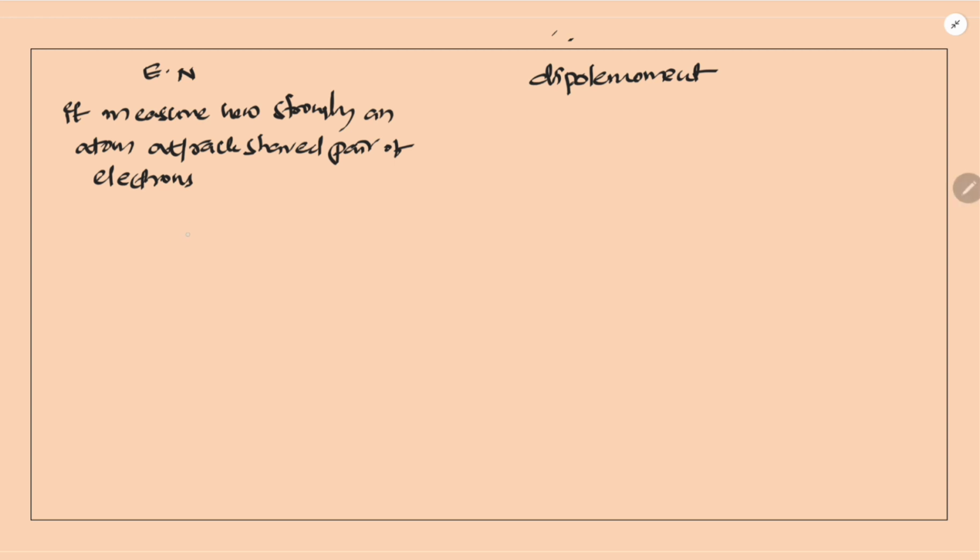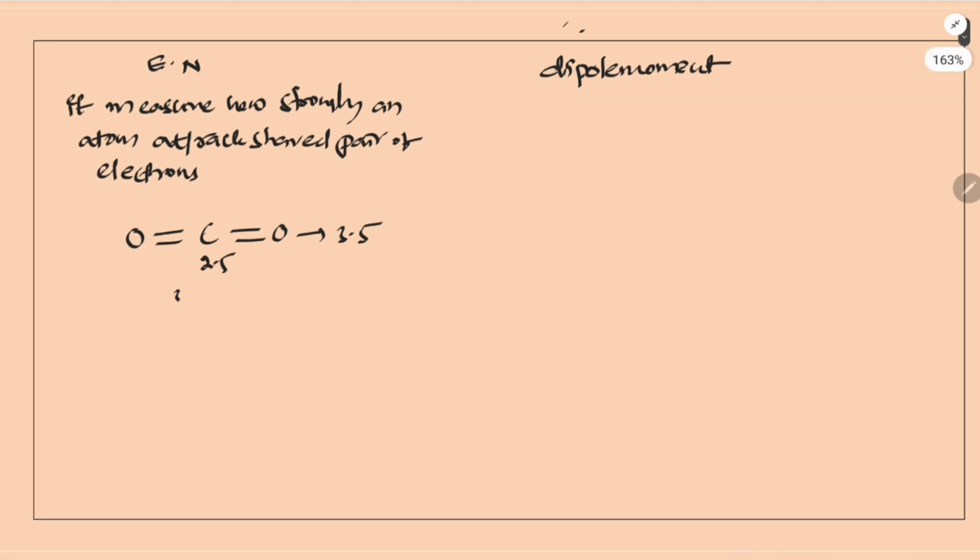For example, I am taking the CO2 molecule. Look at oxygen. It has an electronegativity of 3.5. Carbon is 2.5. I subtract 3.5 minus 2.5. It becomes 1.0. 1.0 means what? It is polar covalent, because it is between 0.5 and 1.7.